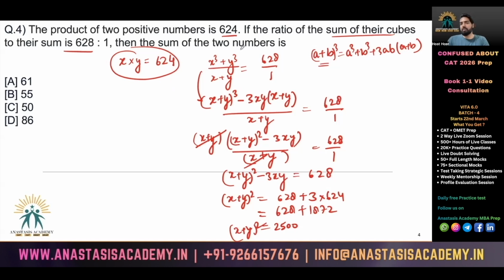We have to find the sum of two numbers. The sum of these two numbers, x plus y, would be 50 because I'm ignoring the negative 50, because these are two positive numbers and the sum of these numbers has to be positive. So the sum of these two numbers would be 50. Option C is the correct answer.